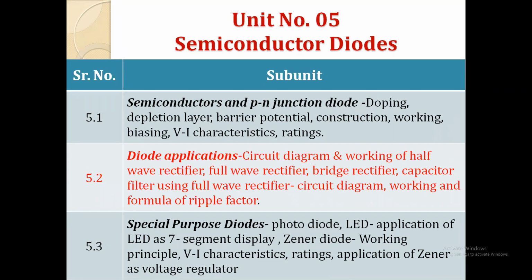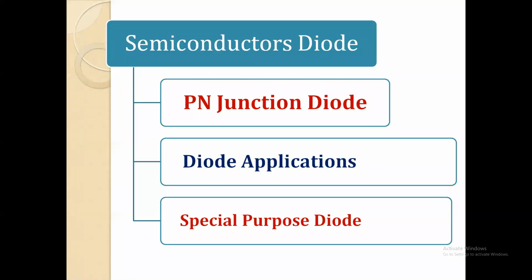So we try to start the first part, which is related to semiconductor and the PN junction diode. And in this there are three sub points. In the first point, we are going to discuss the formation of a PN junction diode, how the PN junction diode is formed, what is the process, and how it actually works in two different techniques. Those things we are going to discuss in the first point.